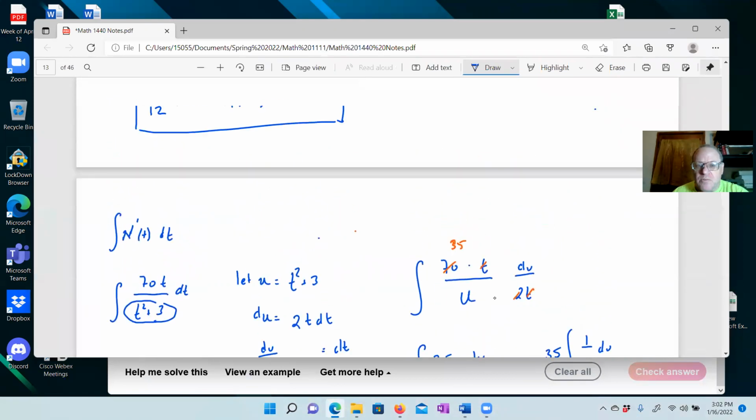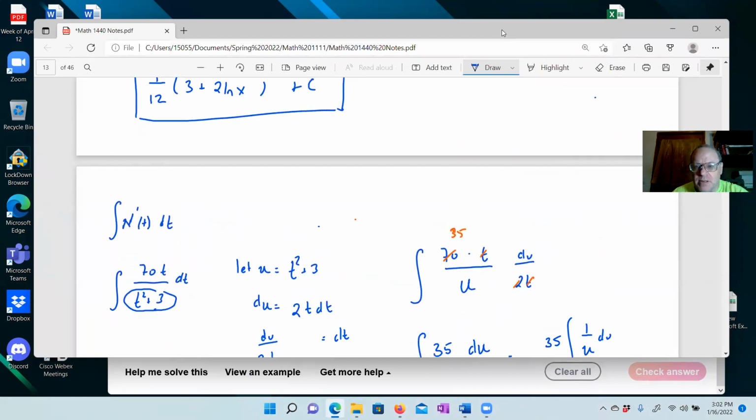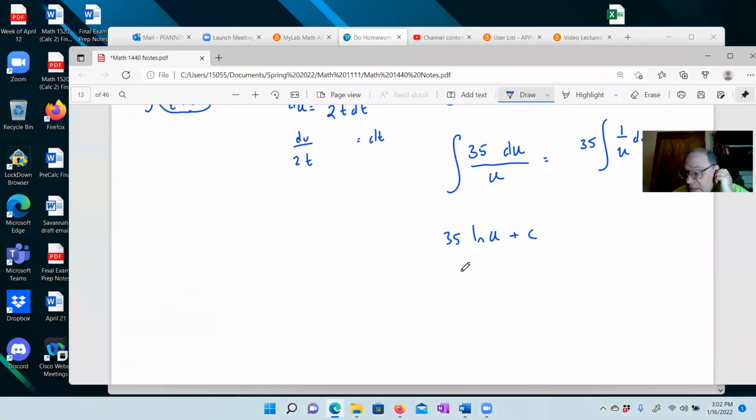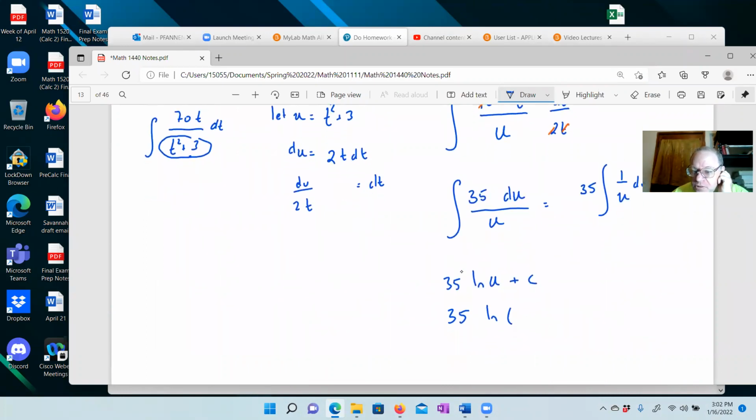Now in this case, what is the problem about? t is the number of days. It is possible we could have negative days that happen before the start, but I don't think they're going to do that to us. For an epidemic, t equals 0 is the first day, so I don't think we need the absolute values here. So we're just going to write 35 ln of, what was my u? My u was t squared plus 3.